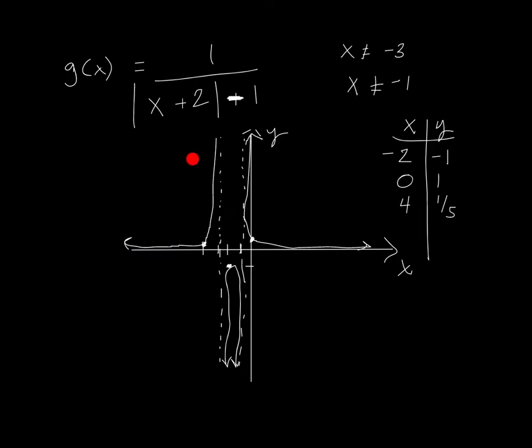So the one on your test is almost identical to this one. So you want to figure out what x can't be, put asymptotes, and then pick points in each of these sections. And it's going to look like this. It's going to be a little bit different, but it's going to look like that. Okay? Whew, that was tricky.